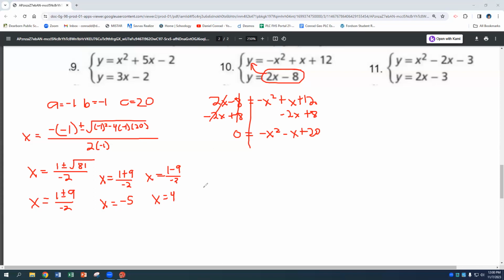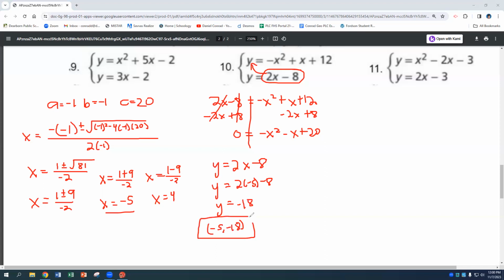So again, I'm going to use that second equation here. So I'm going to do y equals 2x minus 8. I'm going to do the first one, negative 5 first. 2 times negative 5 minus 8. That's going to give me negative 10 minus 8, that's negative 18. So my point is negative 5 comma negative 18, which is what we saw on the graph.